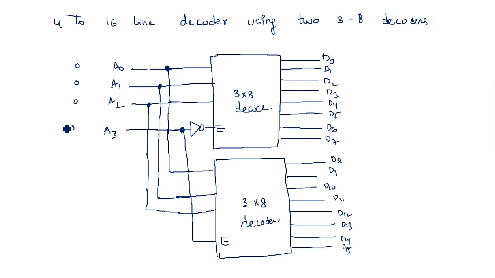So for all the first 8 inputs, 0000 to 0111, the first decoder will be activated. For the remaining 8 inputs, A3 becomes 1 and the process starts again, 000 to 111. At that time the first decoder is in deactivated mode and the second decoder is in activated mode. Like that we can design a 4 to 16 line decoder using 3 to 8 decoders.